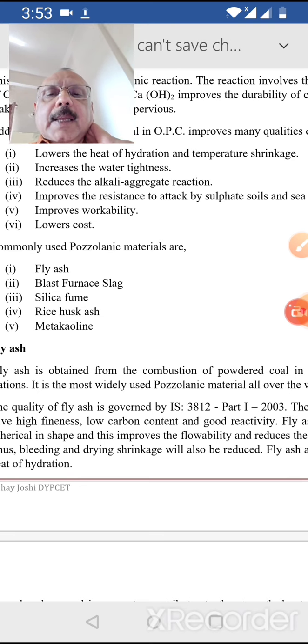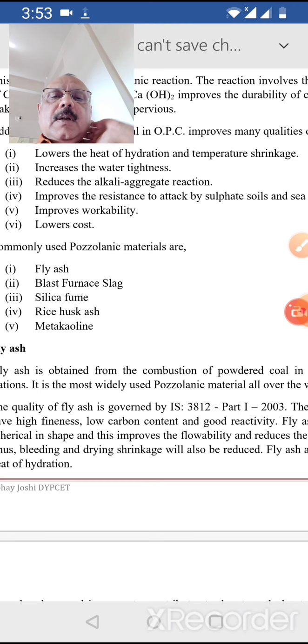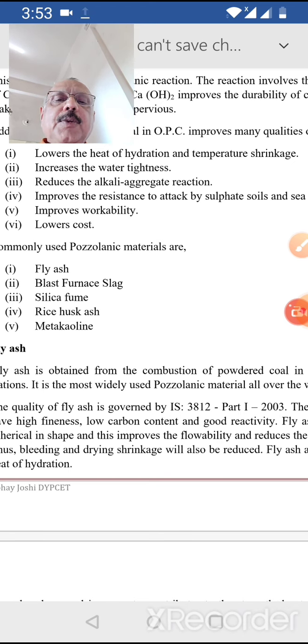So basically, it is taken or obtained from thermal power station, waste of thermal power station after combustion of that powdered coal. That coal is containing very high carbon and obviously more silica. So that's why this is the most widely used pozzolanic material all over the world, not only in India but all over the world.